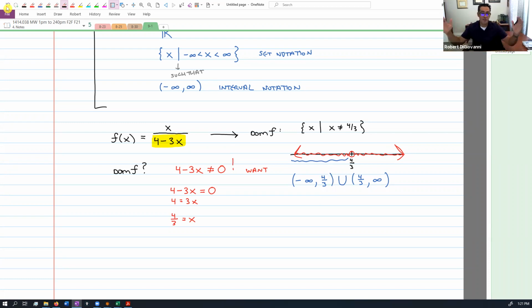Now, in terms of the infinities, you always put a parenthesis on infinity, always, because infinity is an idea. Infinity is not a number. Infinity is just this mental construction we have that it goes forever. So you can't put a bracket because that would mean you stop at some point, which you don't.